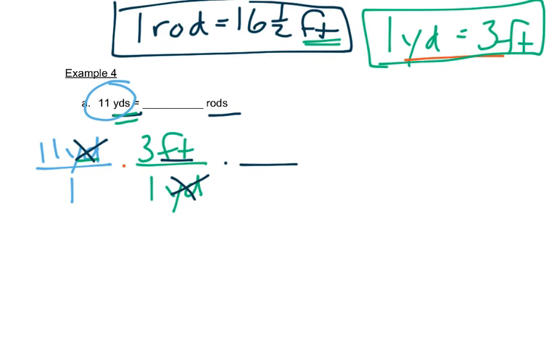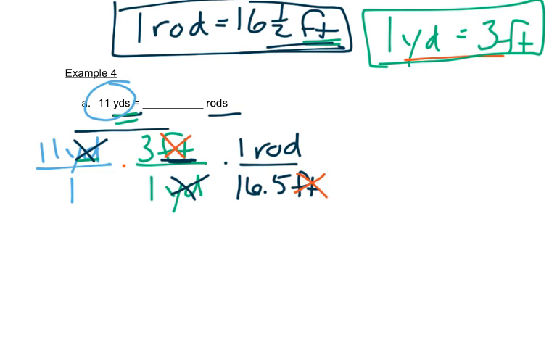I'm going to write another fraction here. The feet here were on the top, so I want these feet to be on the bottom, and I'm going to write 16.5 feet because we know 1/2 is the same thing as 0.5. And then 1 rod will go on the top. And that again is good because the feet will now cancel out. 1 foot is on the top, 1 foot is on the bottom. So now we just multiply straight across.